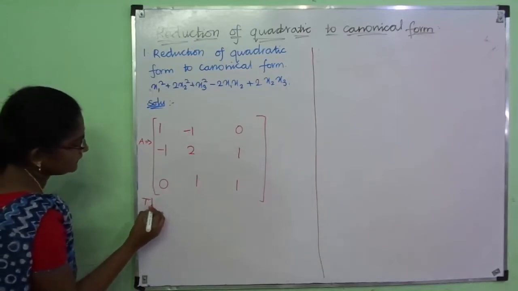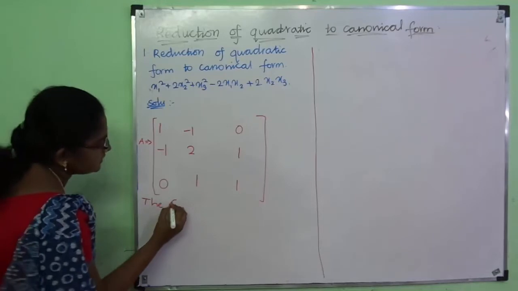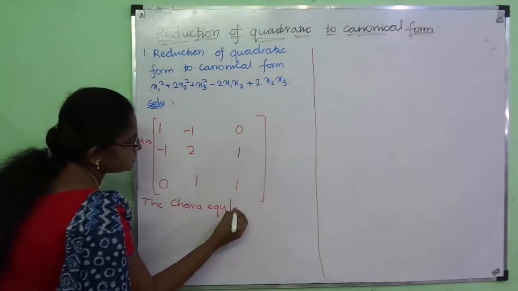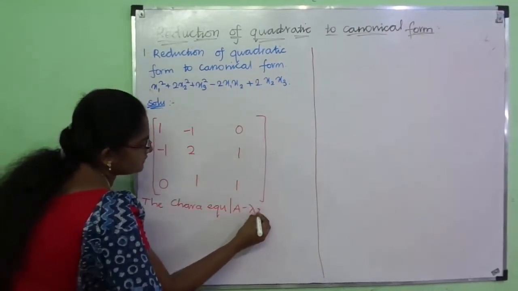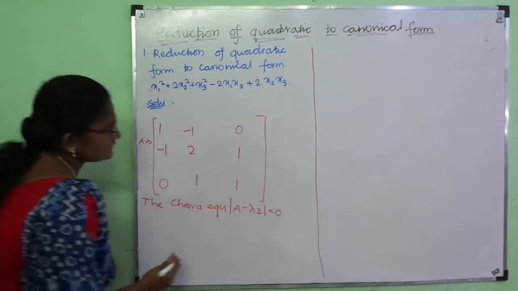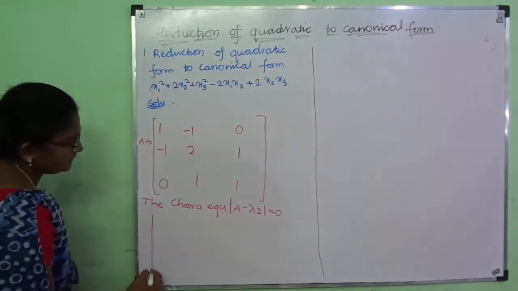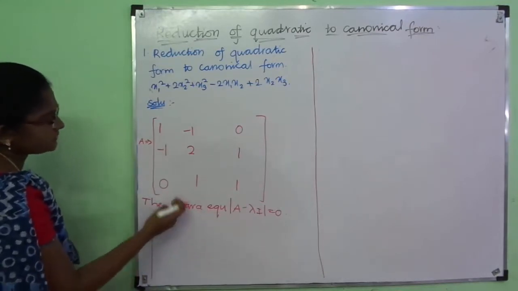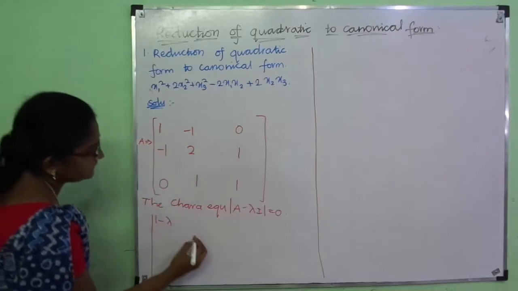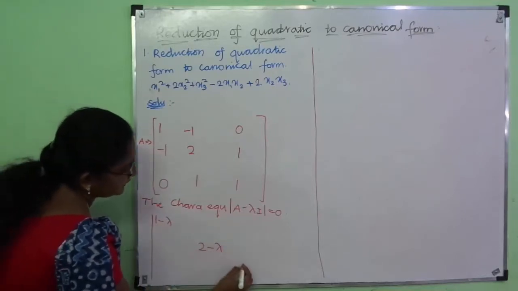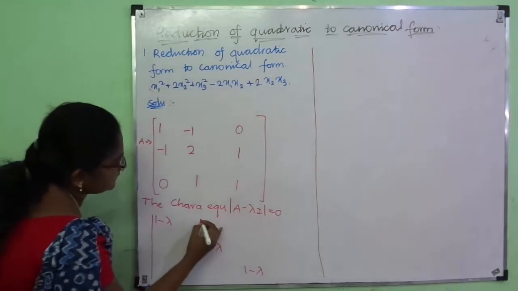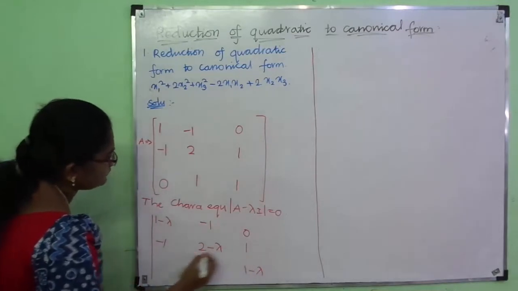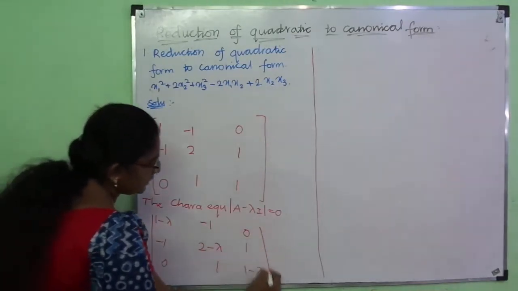First of all, we have to find the eigenvalues. To find the eigenvalues, we have to find the characteristic equation, that is, the determinant of A minus lambda I equal to 0. I'm writing it directly, A minus lambda I. And if you want to know how to find the characteristic equation, look into my previous videos. 1 minus lambda, 2 minus lambda and 1 minus lambda. The remaining elements are minus 1, 0, minus 1, 1, 0, 1, which is equal to 0.